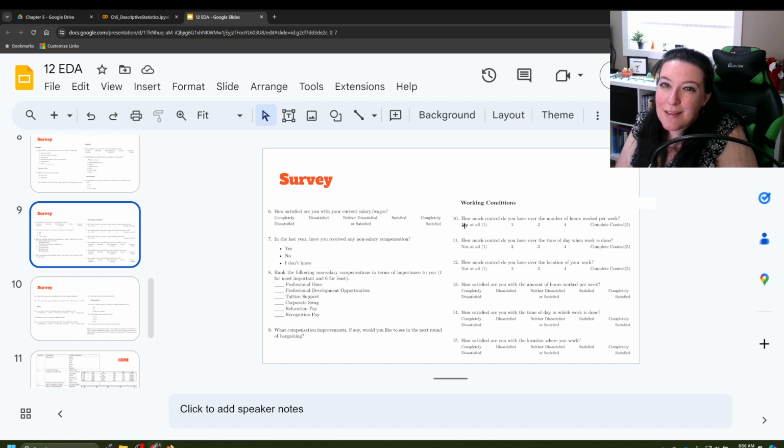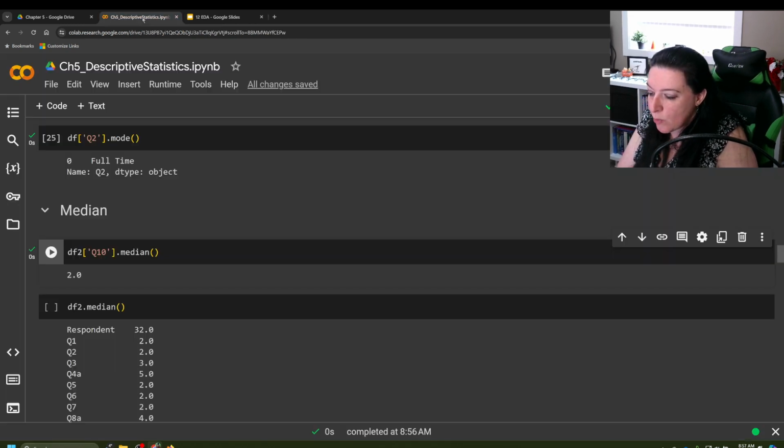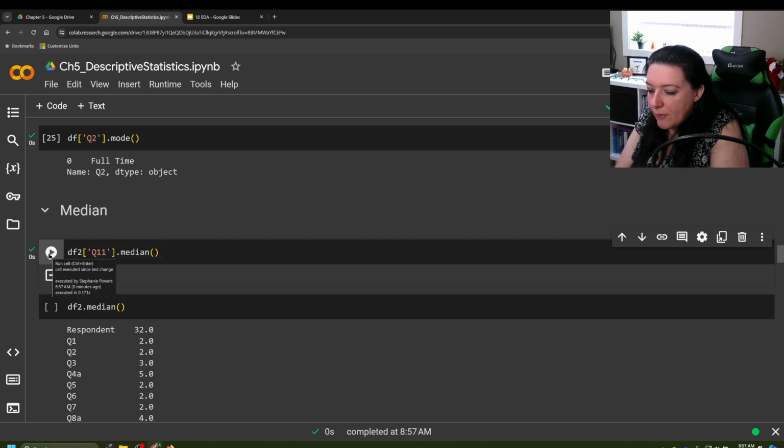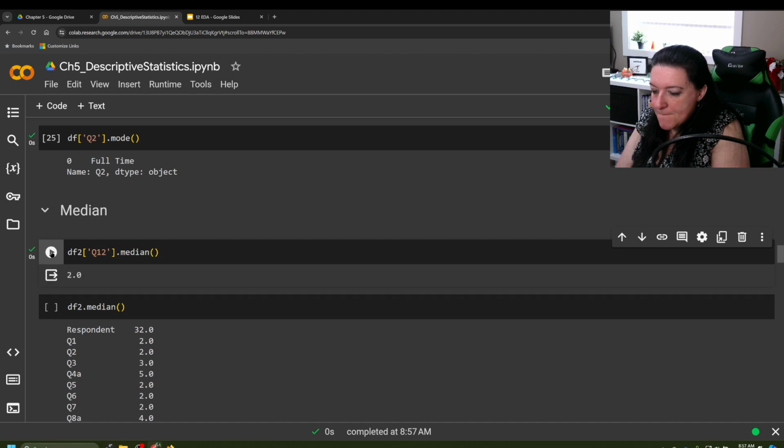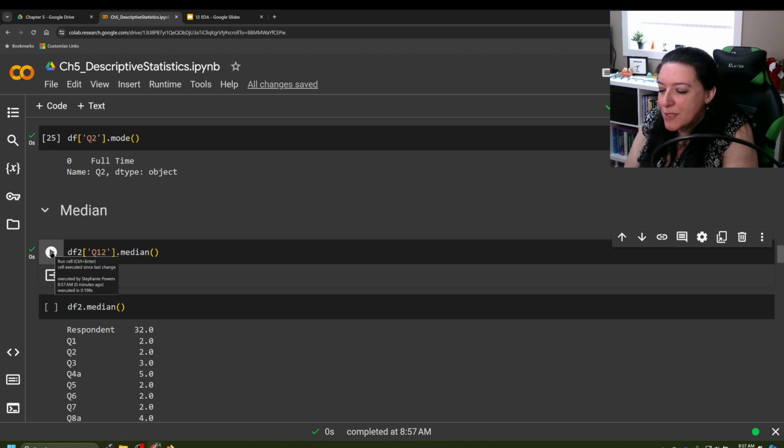So it looks like a lot of people don't have a lot of control over the number of hours that they work. We can look at 11 in comparison. That one's also less control, and 12. So you can see for the most part, when it comes to the number of hours worked, the location they work, and the time of day they work, people don't have any control over those things.